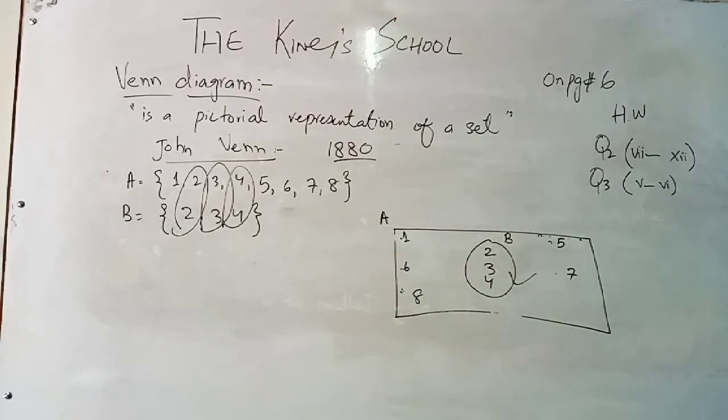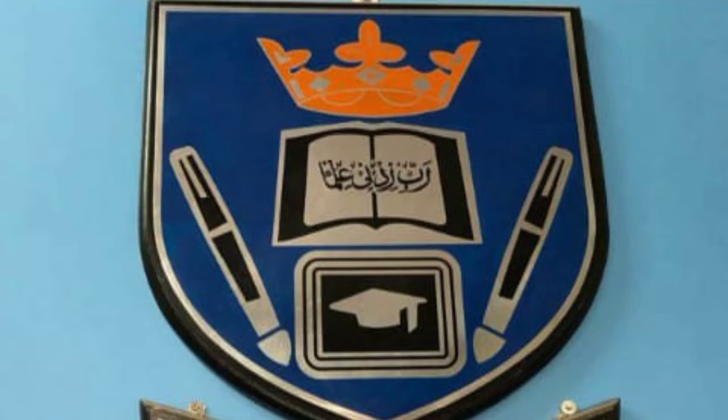I hope, students, that you understand the Venn diagram. This is all about today's lecture. You have homework: question 2, parts 7 to 12, and question 3, parts 5 and 6. After that, we will have completed exercise 1B. In the next class, we will start to solve exercise 1C.